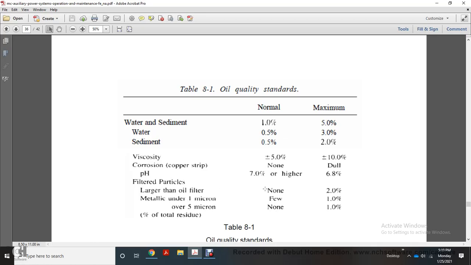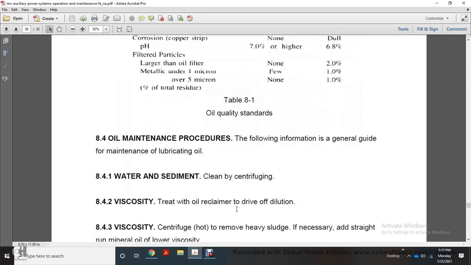Filtered particles larger than the oil filter: none at 2%. Metallic particles under 1 micron or fewer: maximum 1%. Over 5 microns: none. Normal standard maximum 1%. Total residual.